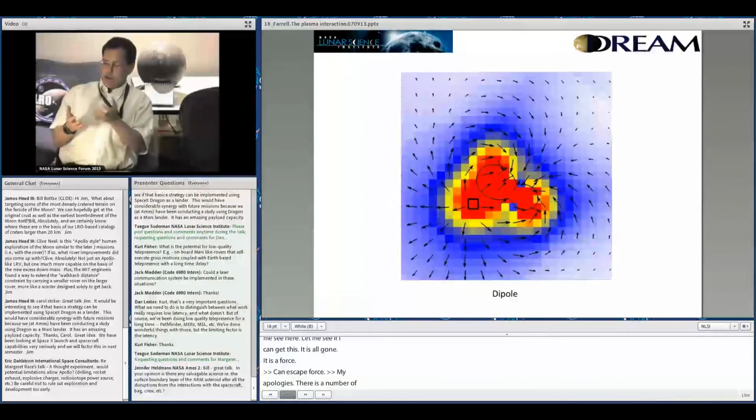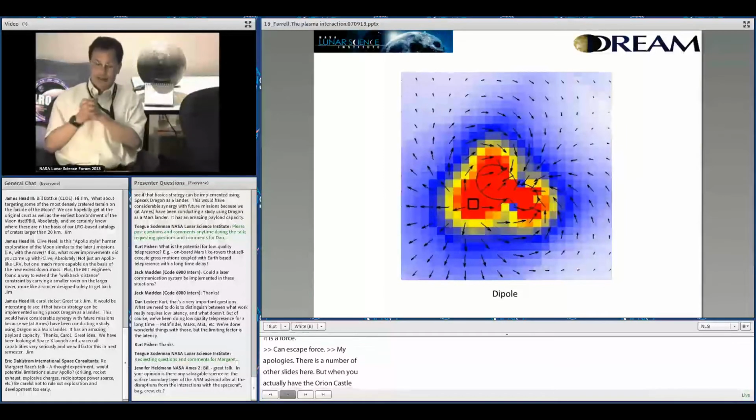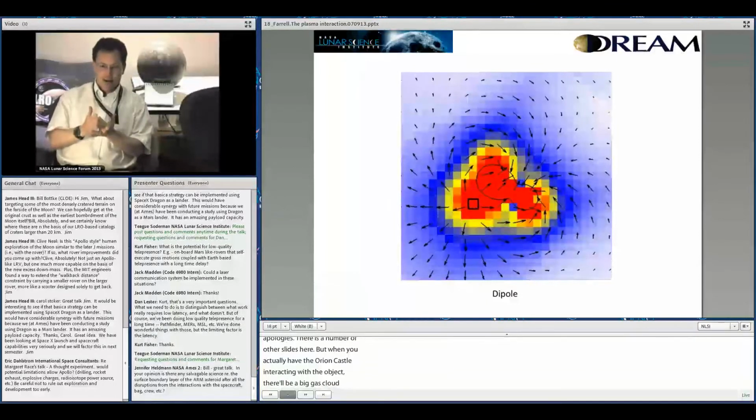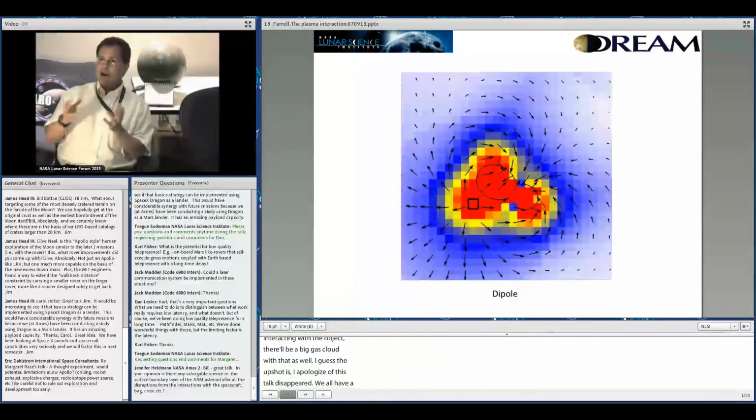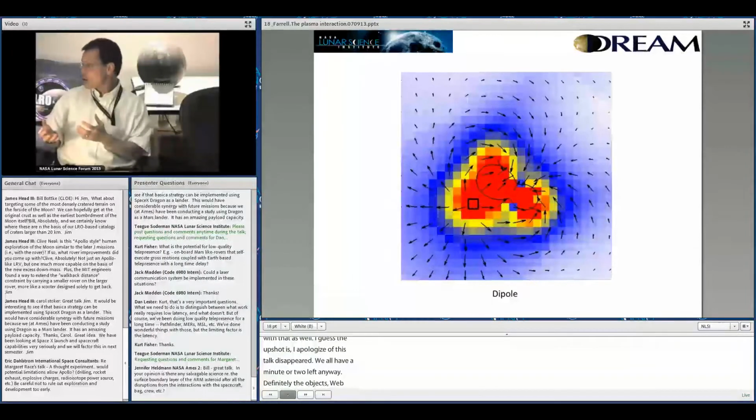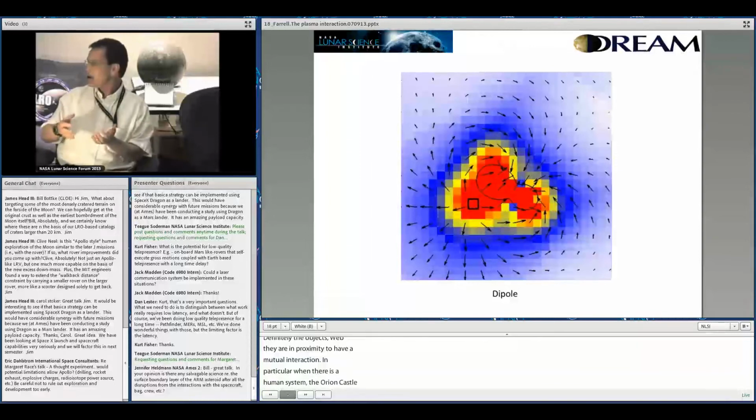But when you have the Orion capsule interacting with the object, there'll be a big gas cloud associated with that as well. And that should also be dipolar. So the upshot is, definitely the objects, when they're in proximity, do have a mutual interaction. In particular, when it's a human system interacting, like the Orion capsule or the capture spacecraft, it's going to outgas and create a photo-ion cloud. You're going to have photo-ion currents, but the gradients in currents are going to create strong gradients across the object.